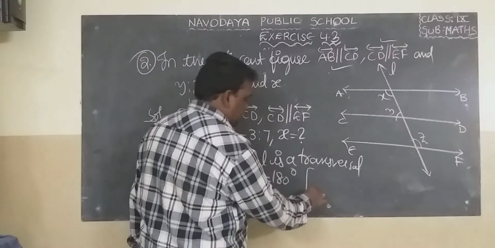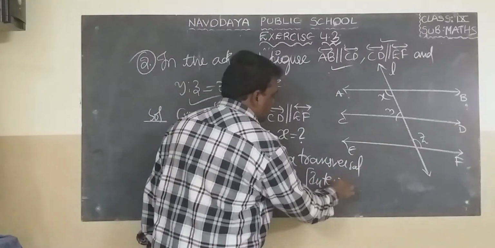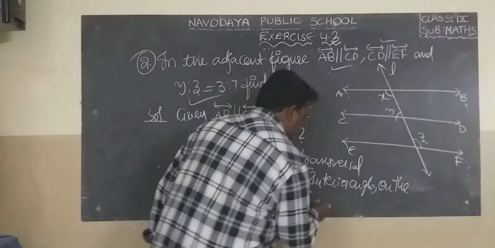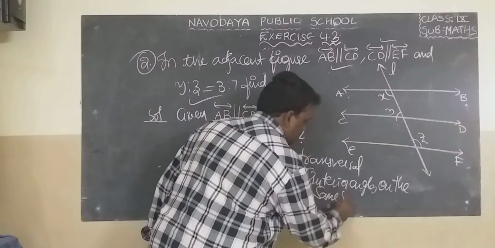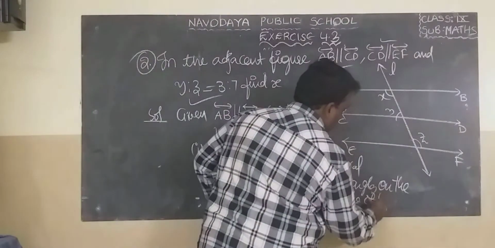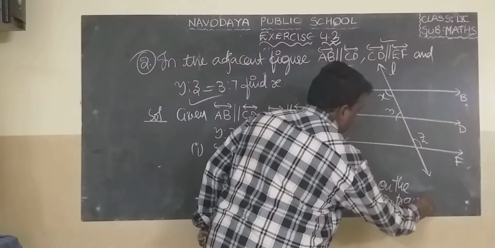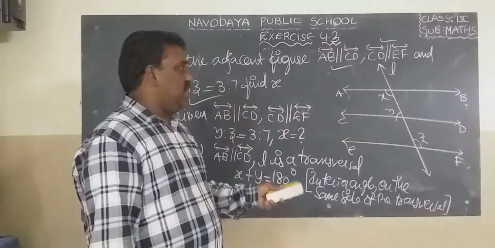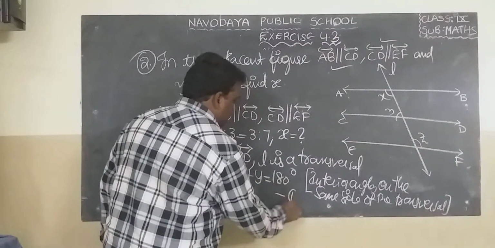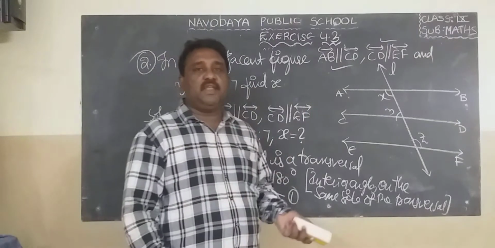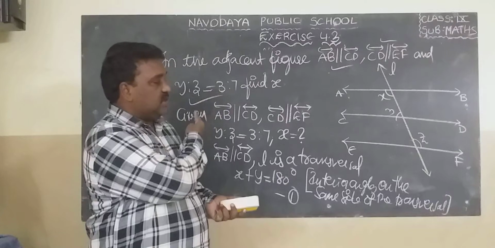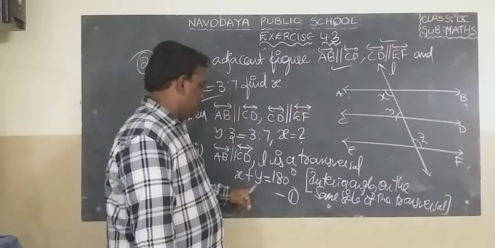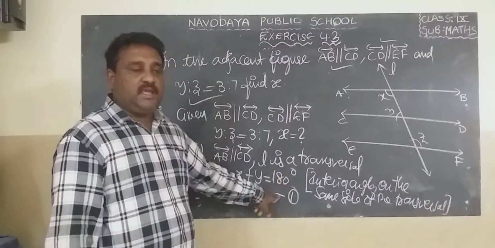What is the reason? Interior angles on the same side of the transversal. X is an interior angle, y is an interior angle. They lie on the same side of the transversal. Their sum is 180 because the lines are parallel. So equation 1: x plus y equal to 180.